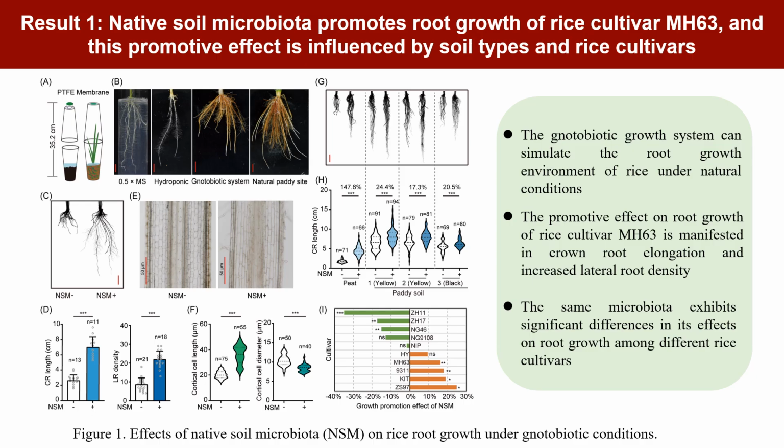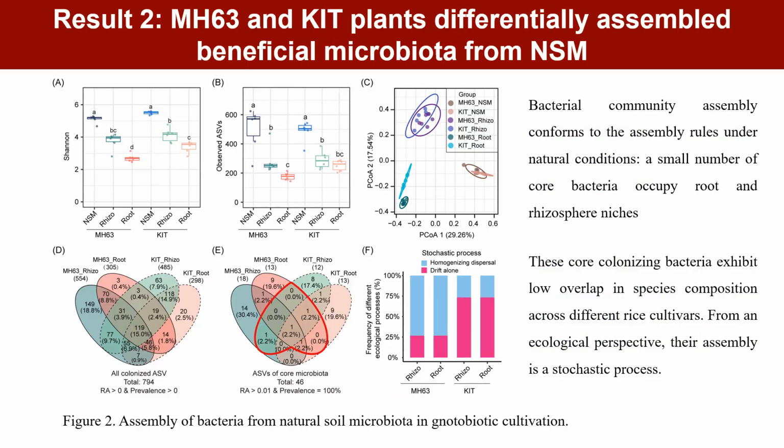The promotive effect of inoculated soil microbiota on root growth of rice cultivar MH63 is manifested in crown root elongation and increased lateral root density, and the same microbial community exhibits significant differences in its effects on root growth among different rice cultivars. This study investigated the assembly of bacterial communities colonizing the roots and rhizospheres of rice cultivars MH63 and KIT. Our results showed that bacterial community assembly conforms to the assembly rules under natural conditions.